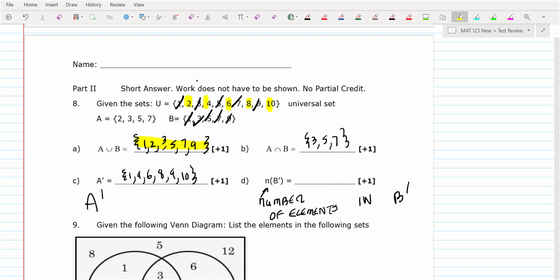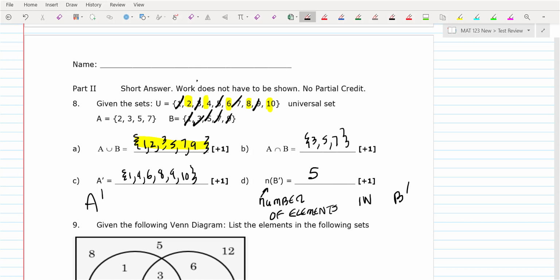So what's the answer to this problem? 5. Okay, remember, this is asking for the number of elements, so it's a 5. So much of this stuff we're looking at is vocabulary and understanding the symbolism. I'm not asking for a set on D, I'm asking for the 5 elements that are there. Okay, you with me there? Everybody good? Go ahead.